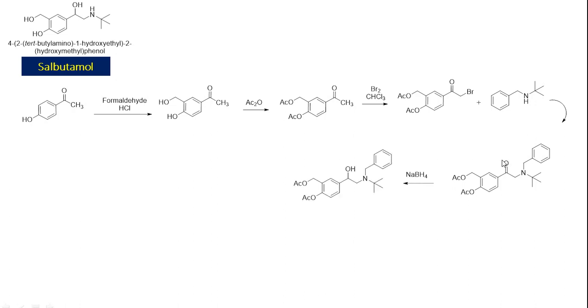Then the double bond over here is to be reduced to alcohol. The carbonyl carbon can be reduced easily by using sodium borohydride. The hydroxy group we got over here is on a chiral carbon, so we get a racemic mixture that has to be resolved. Then ultimately the benzyl part can be removed by using palladium and hydrogen.